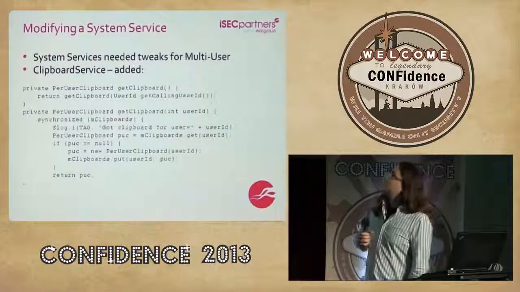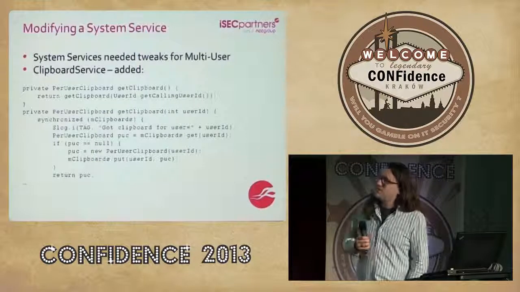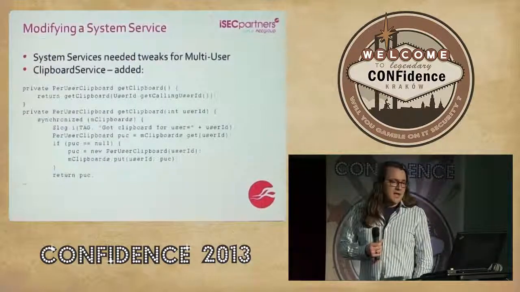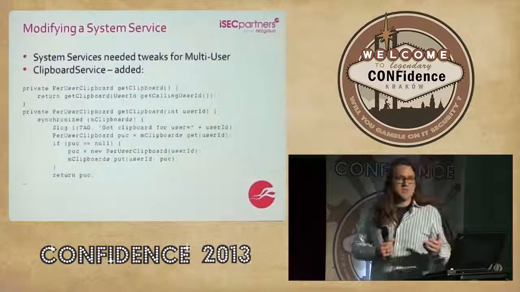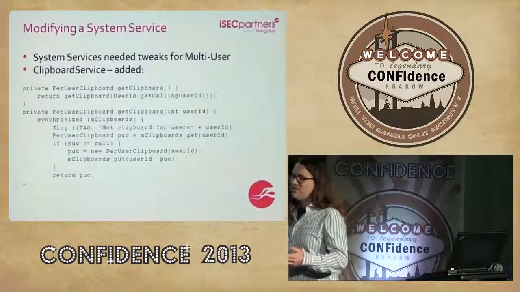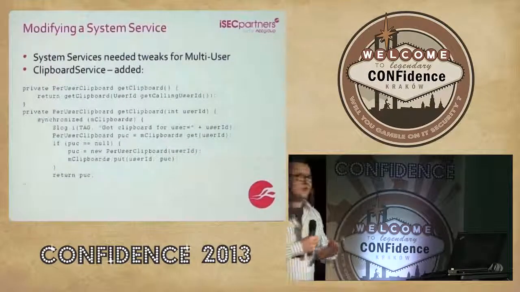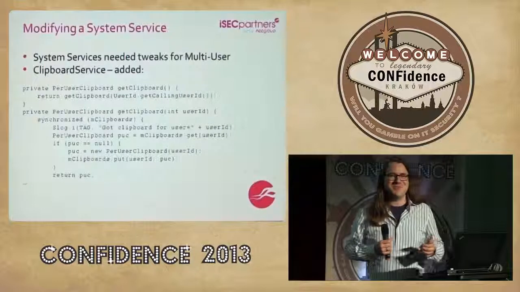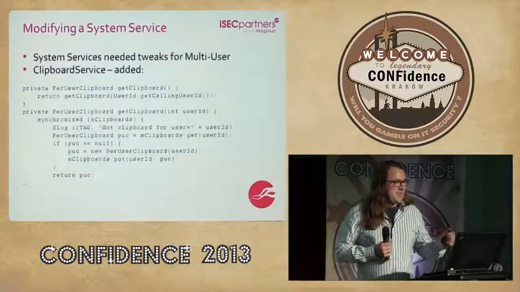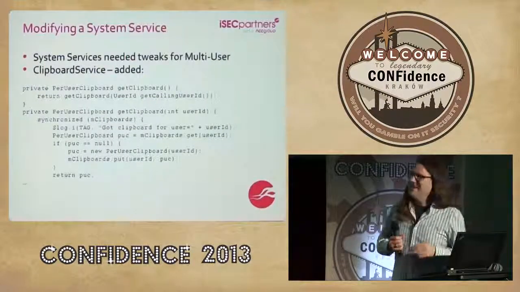All right, so here's an example of how one of the system services was changed. This system service is a clipboard service. It was a fun service to look at because the code used to be small enough that you could almost write it on your hand. It was my go-to service for explaining how Android system services worked, because all it did was get a string and return it, and now it's much more complicated.